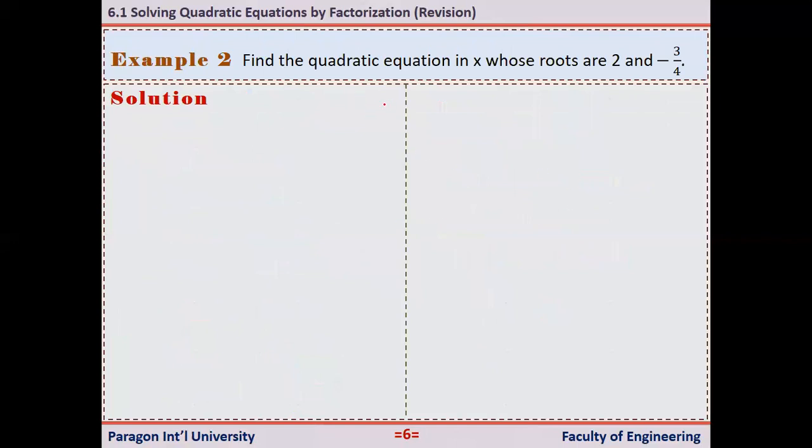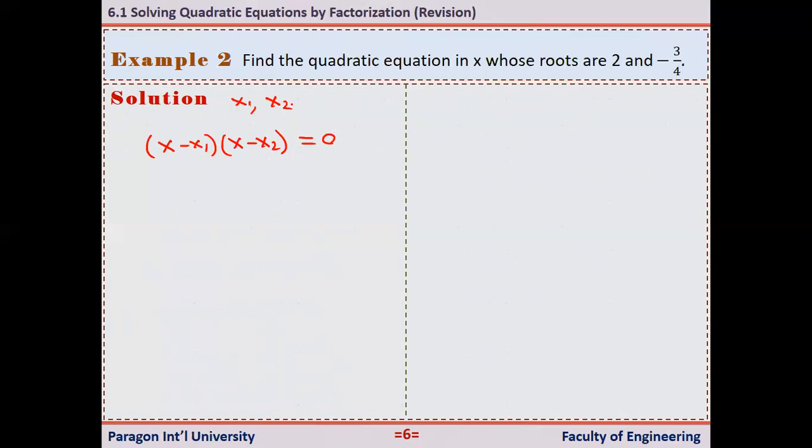Next question, example 2, find the quadratic equation in x whose roots are 2 and -3/4. Okay. In general, if you are asked to form a quadratic equation whose roots are, let's say, x1 and x2, you can just use this equation, (x - x1)(x - x2) = 0, right? It's a quadratic equation. As you see here, if you substitute x1 into x here, x1 minus x1 is equal to 0. 0 times anything equals 0. That means that x1 is a solution of this quadratic equation.